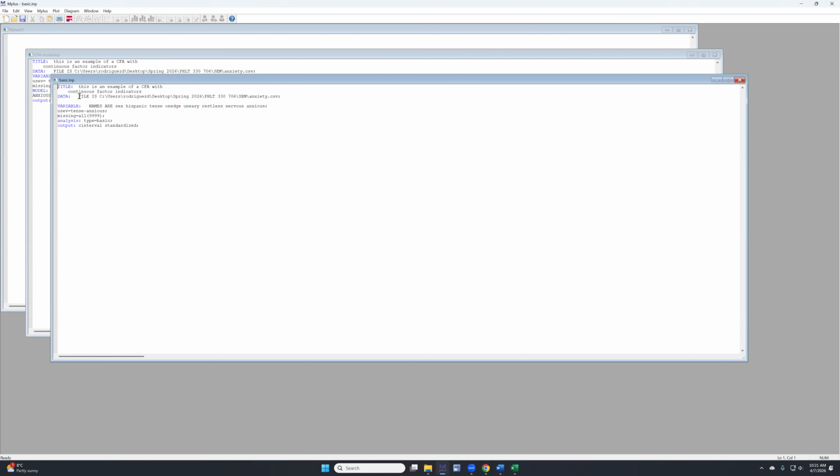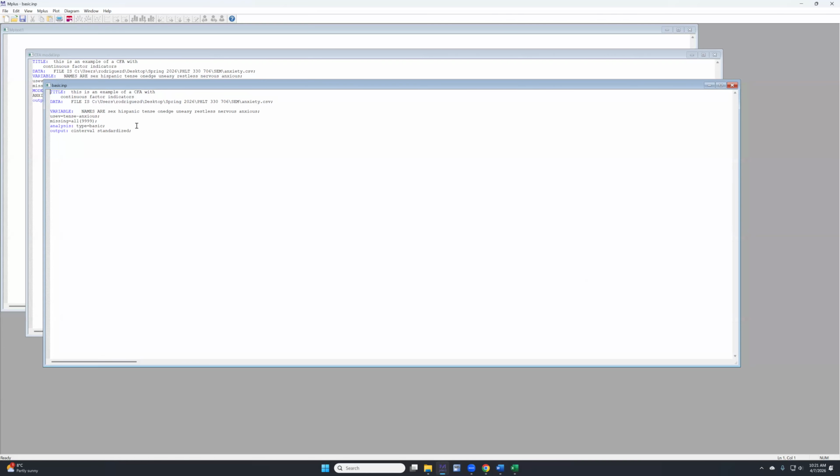So here I located my file somewhere on my computer, and it's a CSV file, which you do have access to. You do have this anxiety CSV file, and the names of the variables are sex, Hispanic, tense, on edge, uneasy, restless, nervous, and anxious. I just want to do a type basic. I ask for confidence interval and standardized results. And the variables I'm going to use in this analysis are just the tense through anxious, right? So this looks like I'm probably running a confirmatory factor analysis model, right?